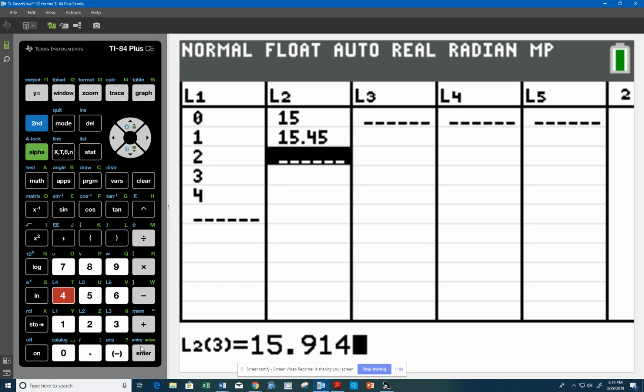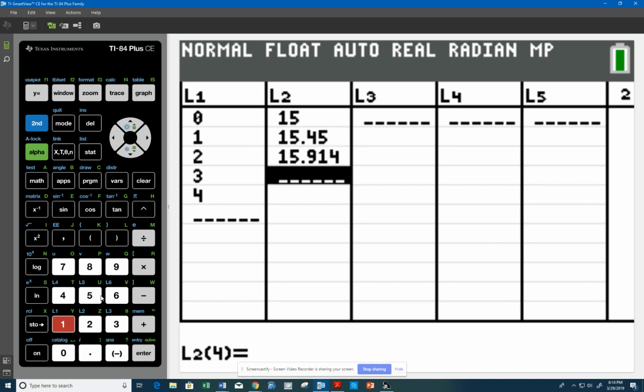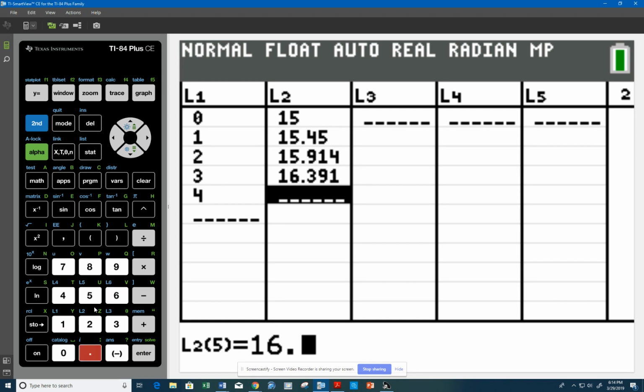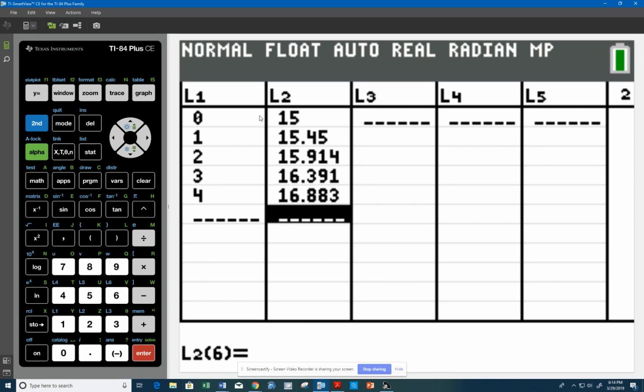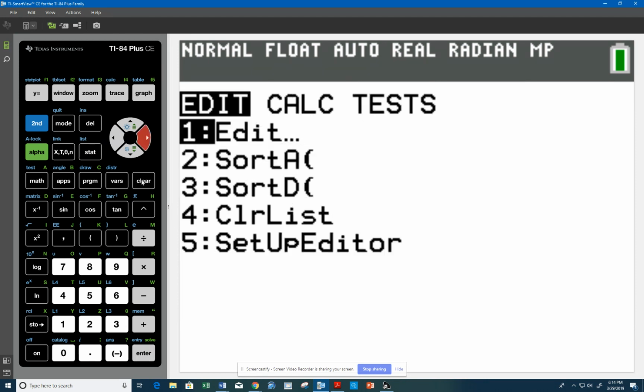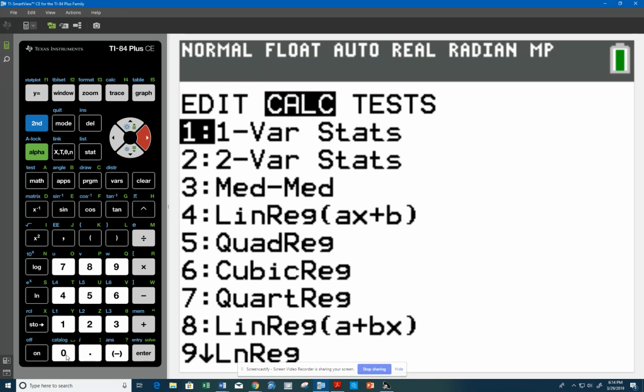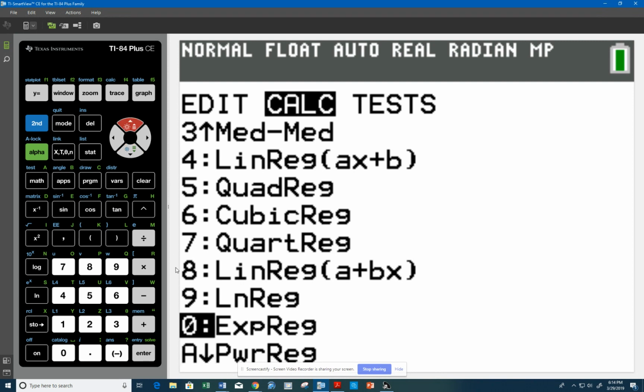15.914, 16.391. And if you notice, all of our y values are increasing. They're getting bigger. So this is going to be a decay problem. Or excuse me, this is going to be our growth problem, not a decay. I apologize, guys. Okay. And once again, we can go to Stat and Calc. And remember, the exponential regression is all the way down here at the bottom. It's option 0.